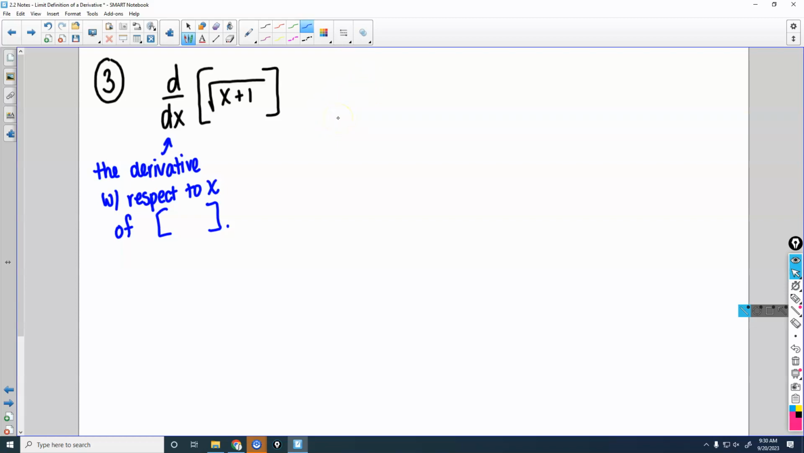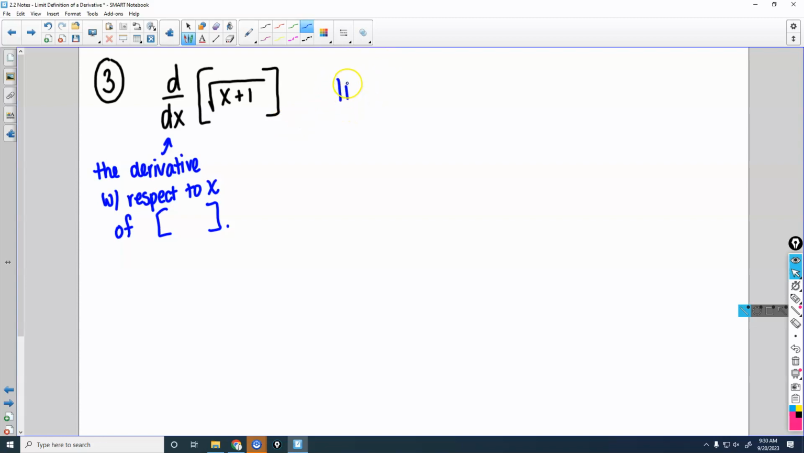Section 2.6. We're in 2.2 right now. We'll learn the one that Jeremy knows before we learn this one though. This one may not show up until unit 3. So we're stuck using the limit definition for a little bit.